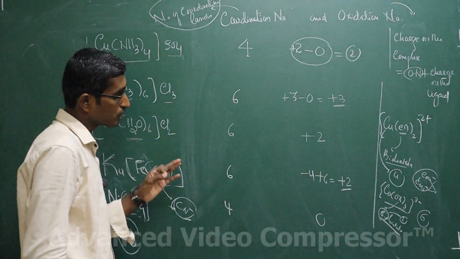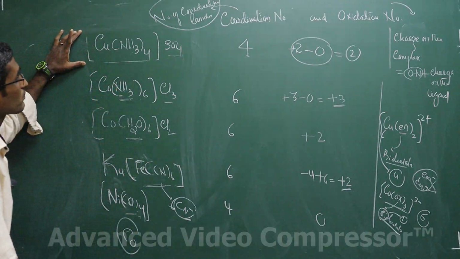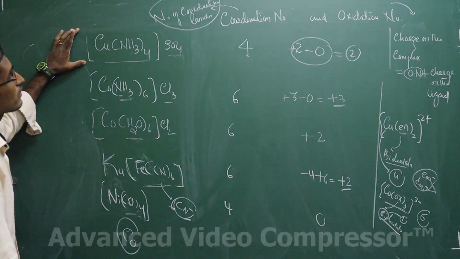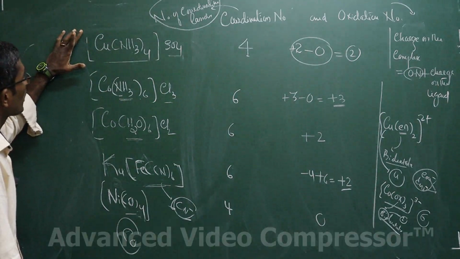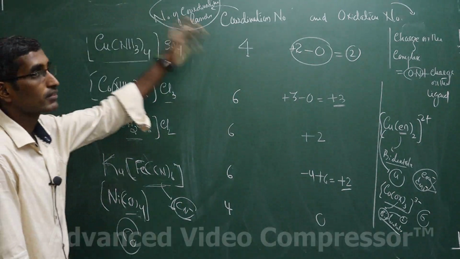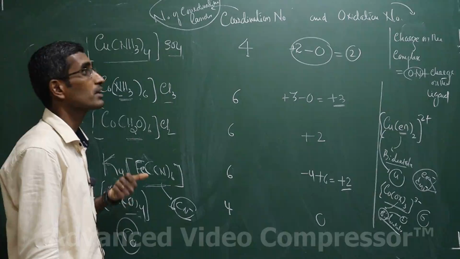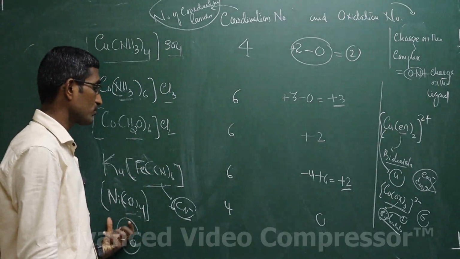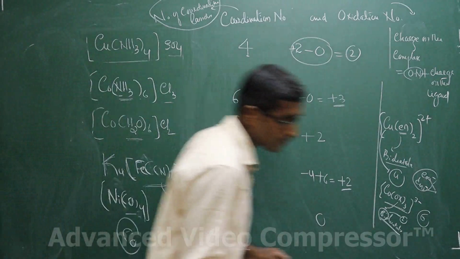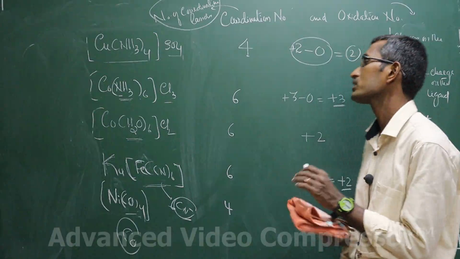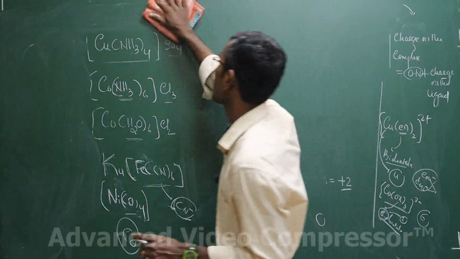One of the questions which could be asked, students, is the coordination number and the oxidation number of the central metal ion in the [Cu(NH3)4]SO4 complex, respectively. Answer them. For nickel tetracarbonyl, the coordination number is 4 and the oxidation number is 0. That is how you can predict the coordination number and the oxidation number. This is one of the aspects where a question can be asked. Okay, so this is about the coordination number and the oxidation number.